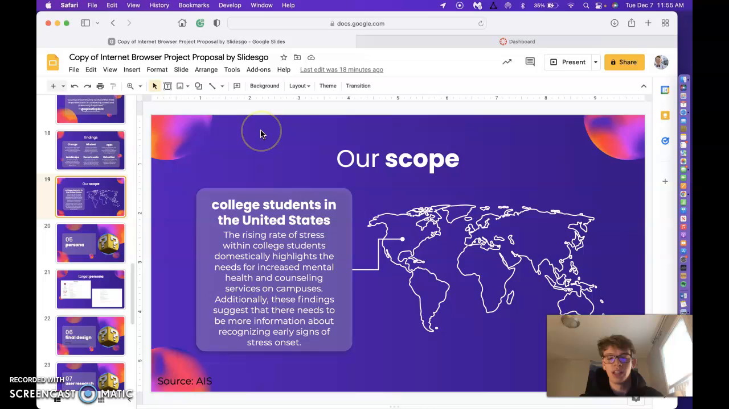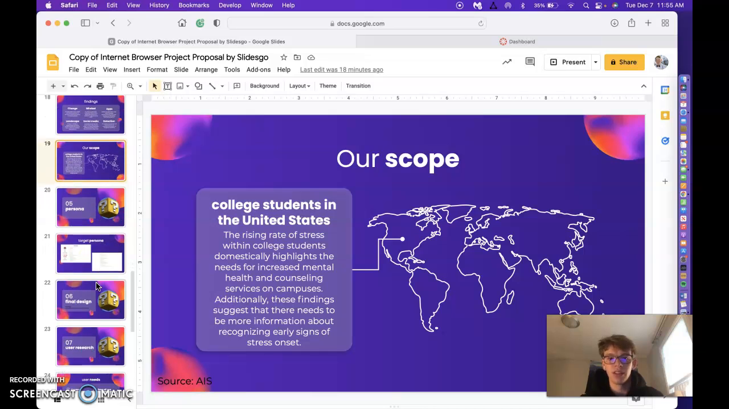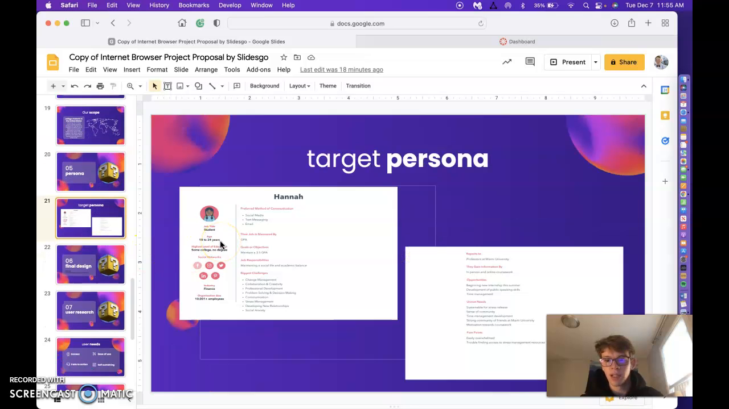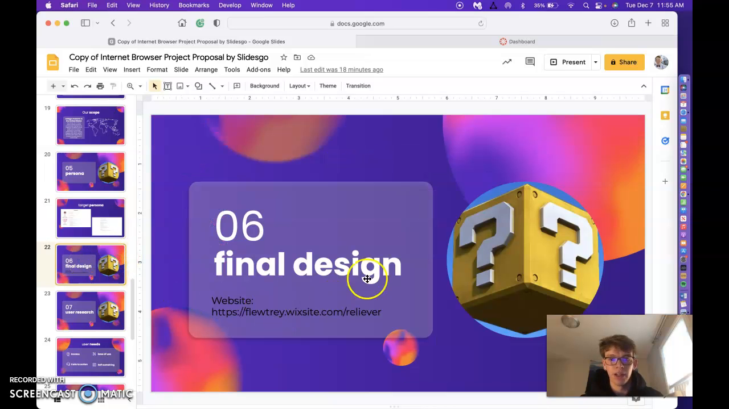Our scope, it's college students in the United States, as you can tell. The rising rate of stress within college students domestically highlights need for increased mental health and counseling services on campuses. Additionally, these findings suggest that there needs to be more information about recognizing early signs of onset. Here's our target persona. I'm not going to go too much over this so I can do a better conclusion. Final design, here we go.